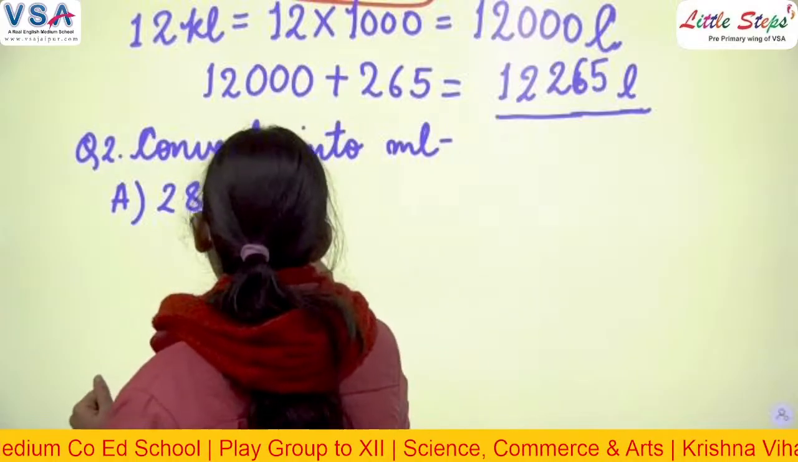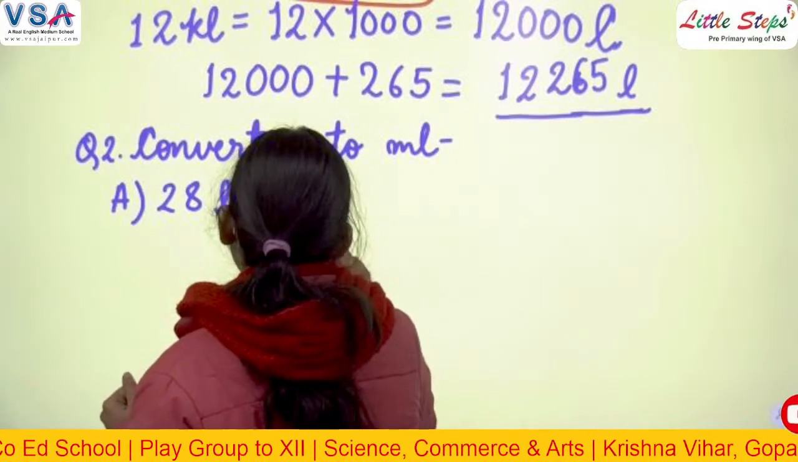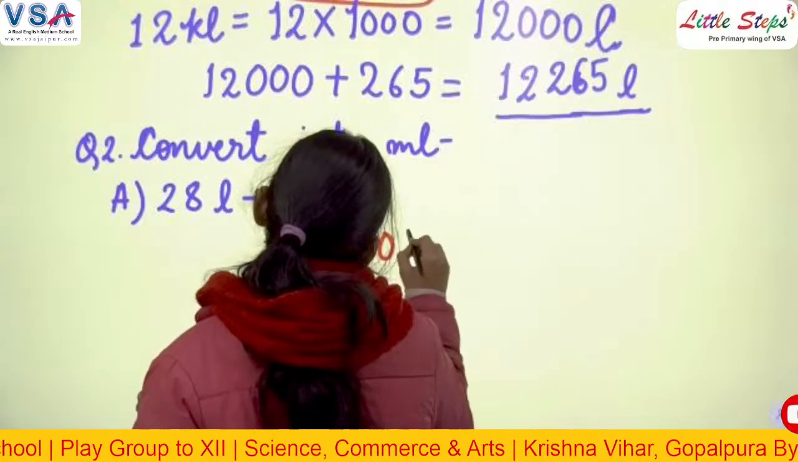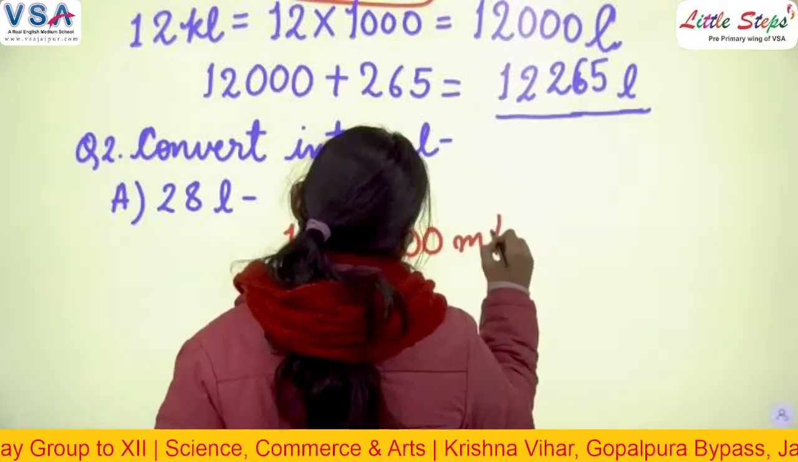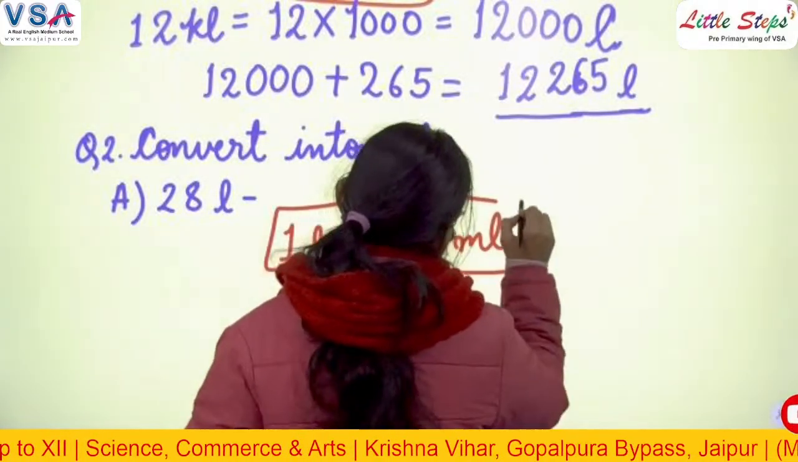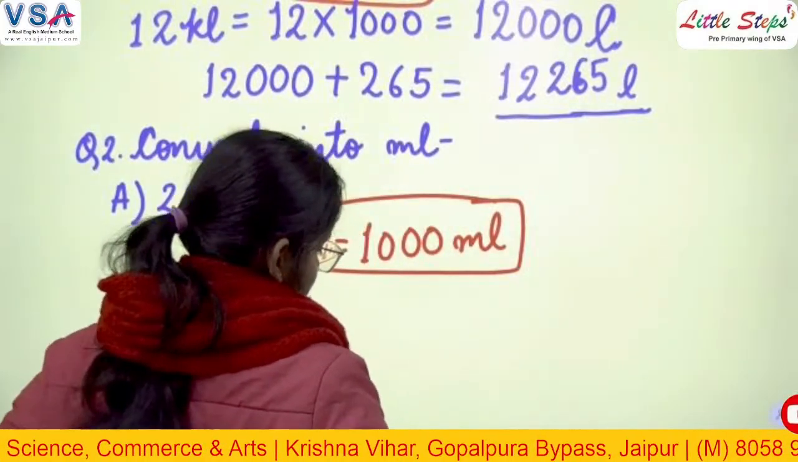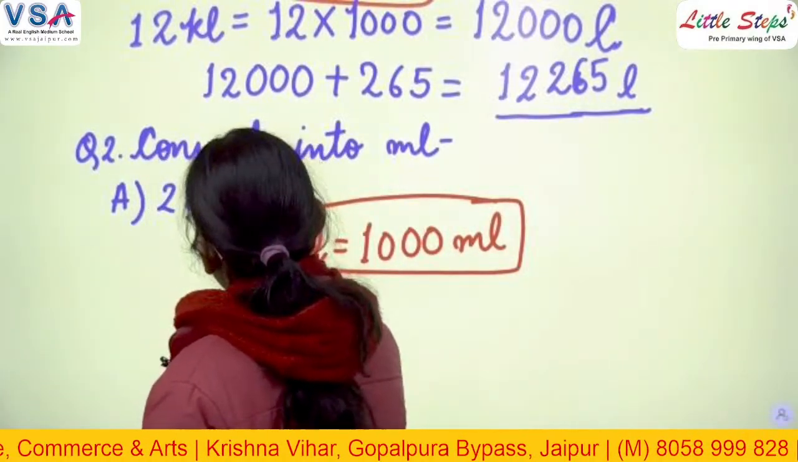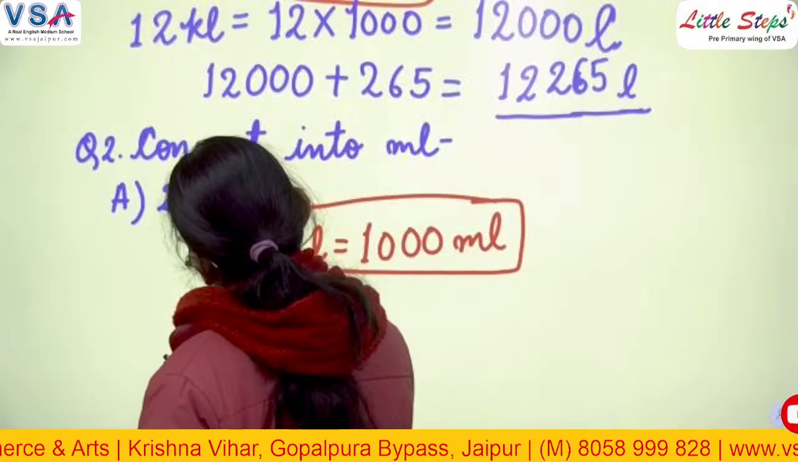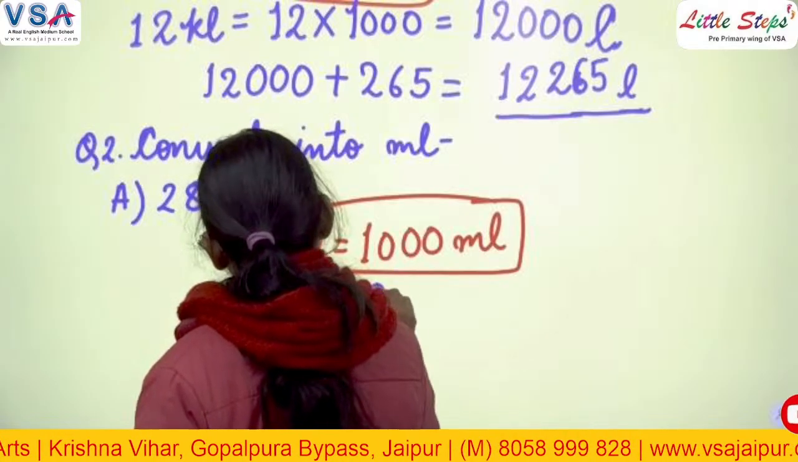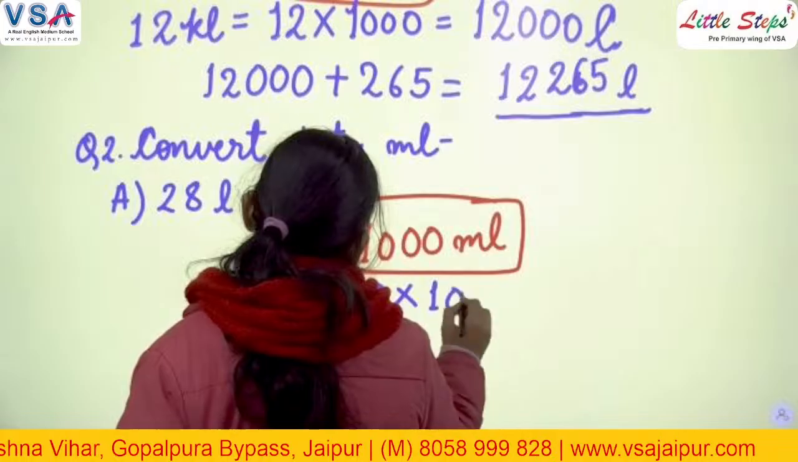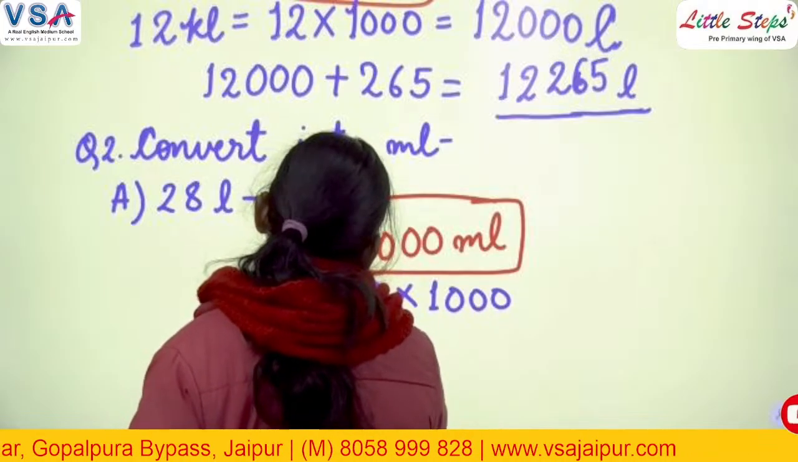So 1 liter is equal to 1000 milliliter. This is the basic unit. It will go in all of them. So 28 liters we have. So 28 liters is equal to 28 multiplied by 1000.